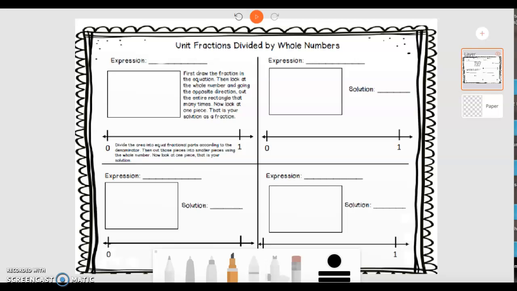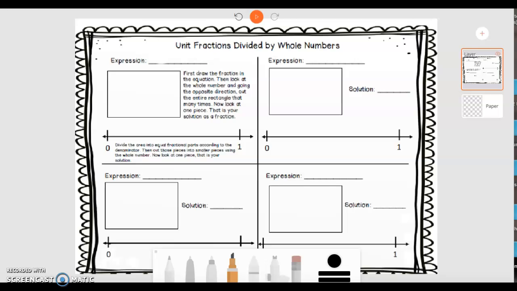We are looking today at dividing fractions. There are two different ways to divide fractions. First, you can divide a unit fraction, which is 1 over a denominator, 1 being the numerator, by a whole number, or you can divide a whole number by a fraction. And I'm going to show you different examples of how to do both.